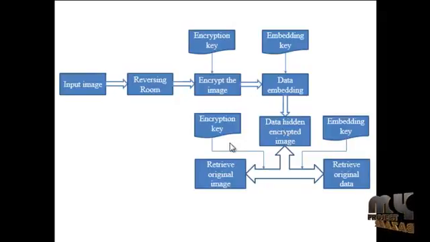On the receiver side, if you give the encryption key, then we get the original image, or if we give the data hiding key, we get the original data. This is the advantage of this process. In previous methods, it is not possible to retrieve both at any time. It is a one by one process. In the existing method, first we decrypt the image, and after that we get the data. So this is the advantage of our proposed work.